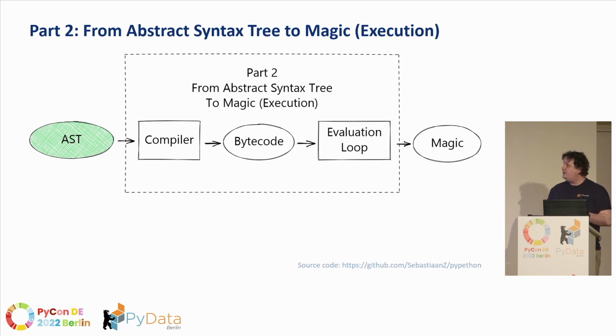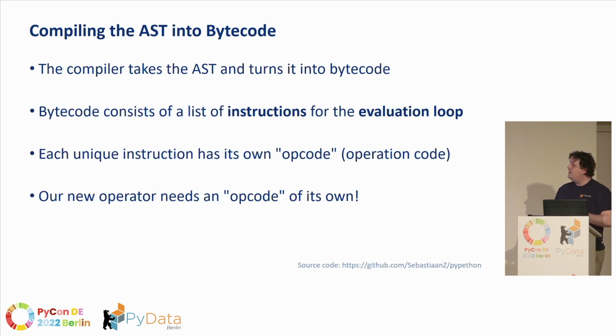So we have to add support to the compiler for our new operator. I forgot about the slide. I think I already said this. We have to create a new operation code in the bytecode for our operator, because the bytecode is just a long list of instructions for the evaluation loop. Each thing that Python can actually execute has its own opcode, so there are opcodes for binary add, binary subtract, store name, retrieve name. And our new operation also needs such an opcode.